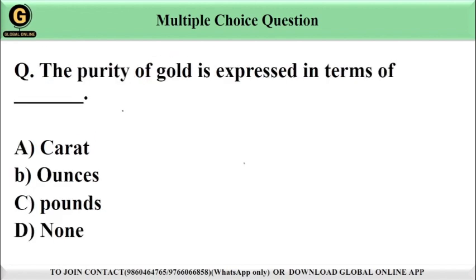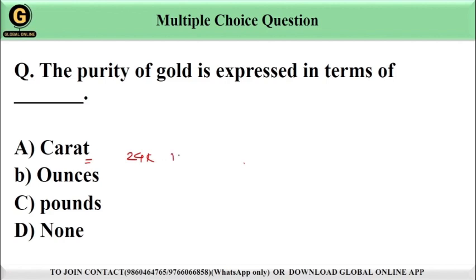The purity of gold is expressed in terms of dash dash. We have options for this: option A, carat, option B, ounces, option C, pounds, and option D, none. So friends, the purity of gold is expressed in terms of carat. A 24 carat gold is considered pure gold. The higher the carat number, the purer the gold.